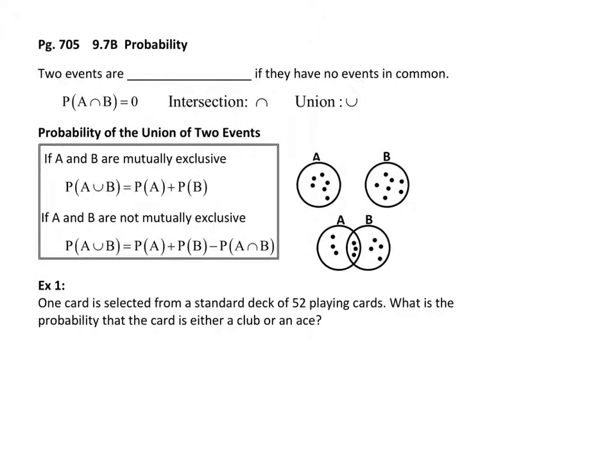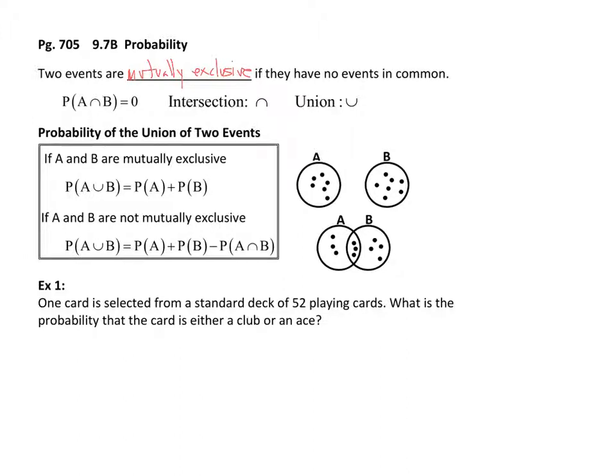Right, starting the last lesson of the year, 9.7b, probability. All right, two events are mutually exclusive if they have no events in common.